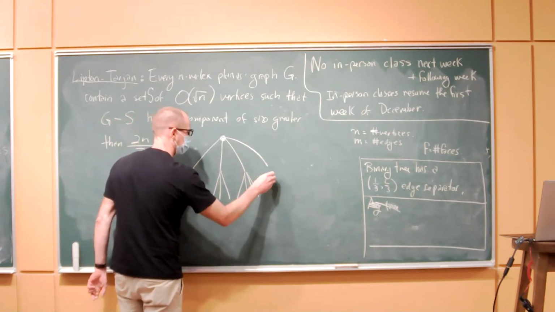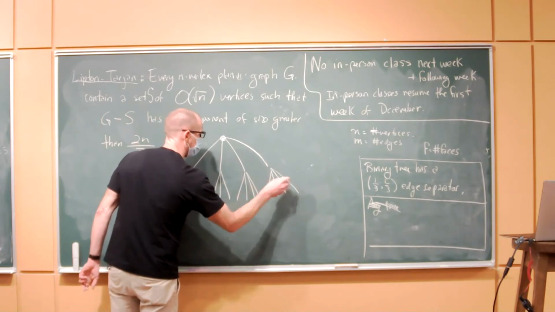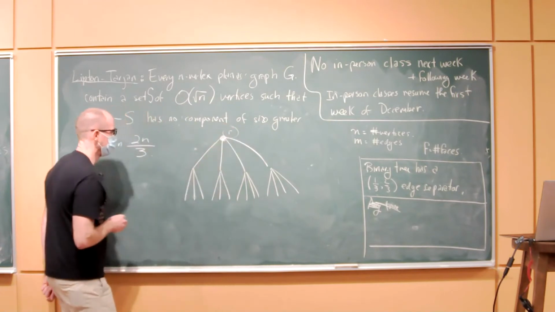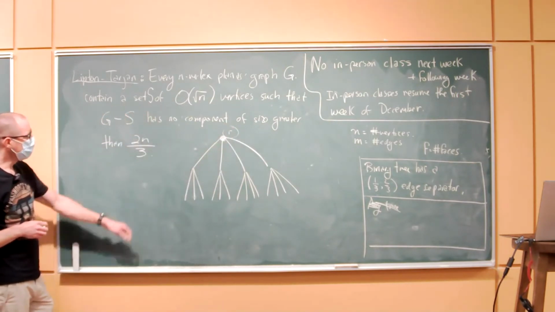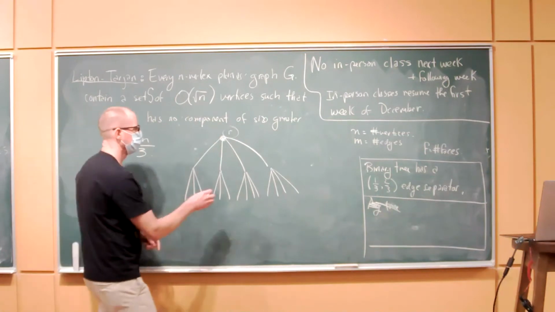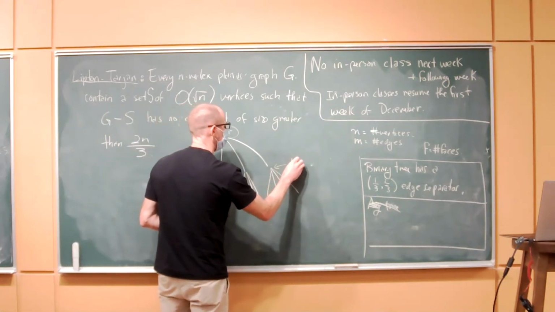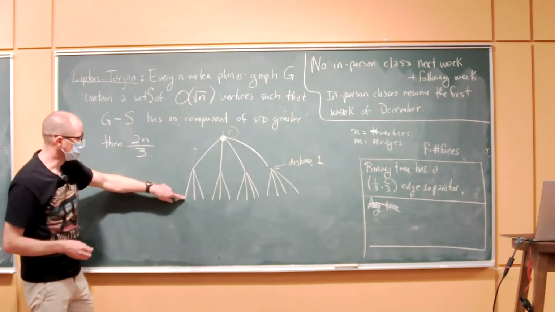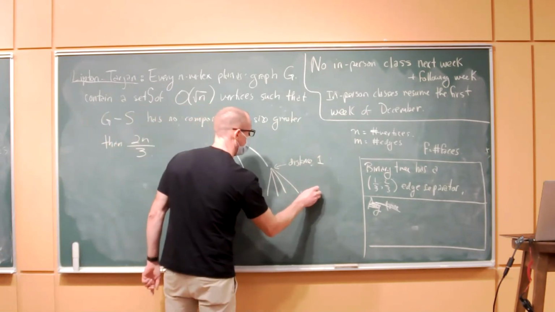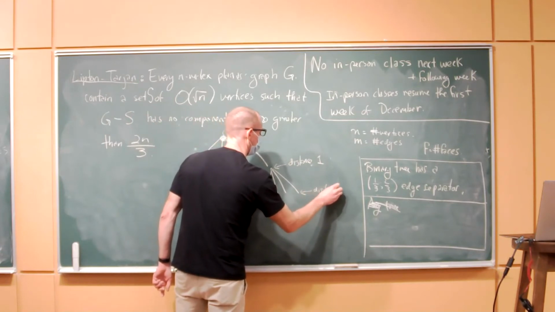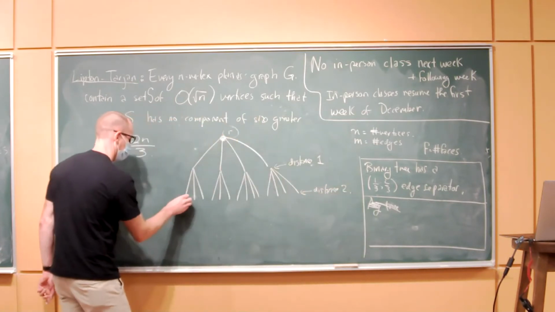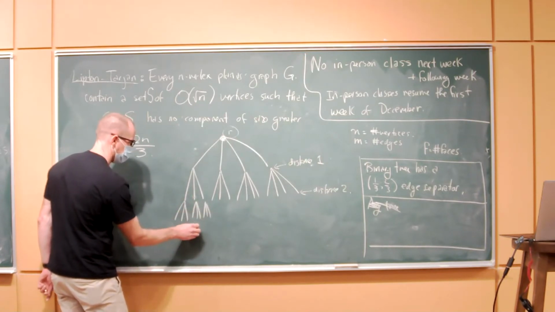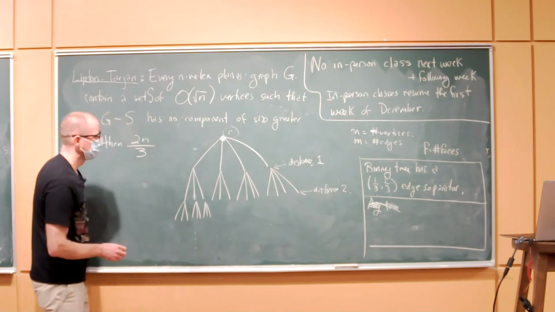What the breadth-first search tree does is you pick your favorite vertex R to be the root, and then the children of the root, these are all at distance 1 from R. The children of the children are all at distance 2. And so on.